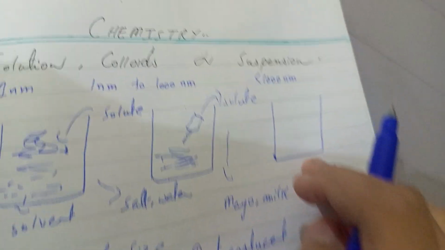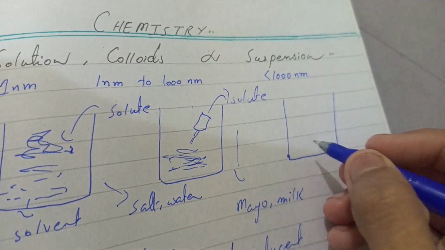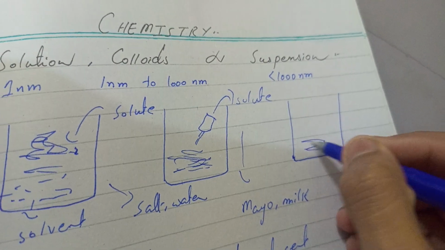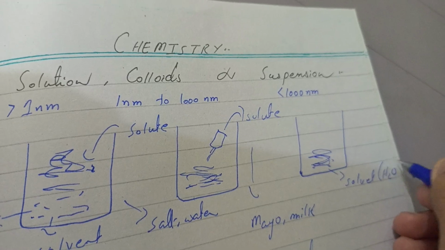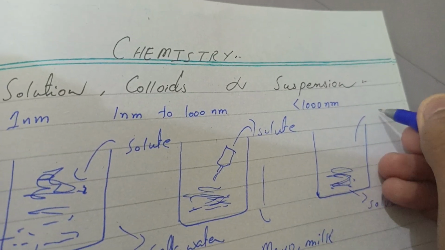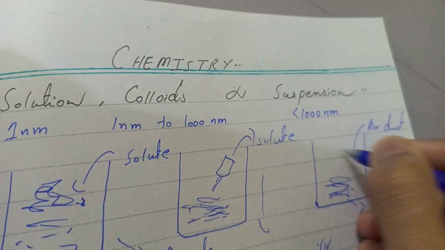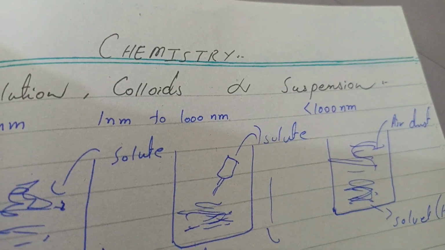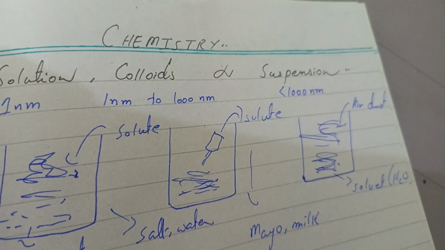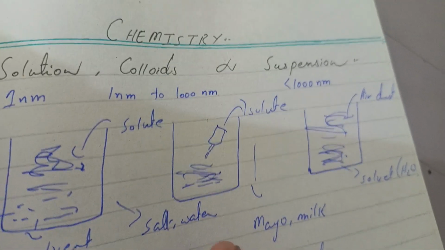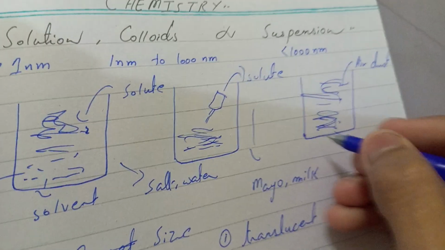If we talk about the suspension, for example, you have some water, which is the solvent, by the way. And you pour some air dust into it. I write here air dust. So you will be able to see that the particles are visible. You can clearly see it.